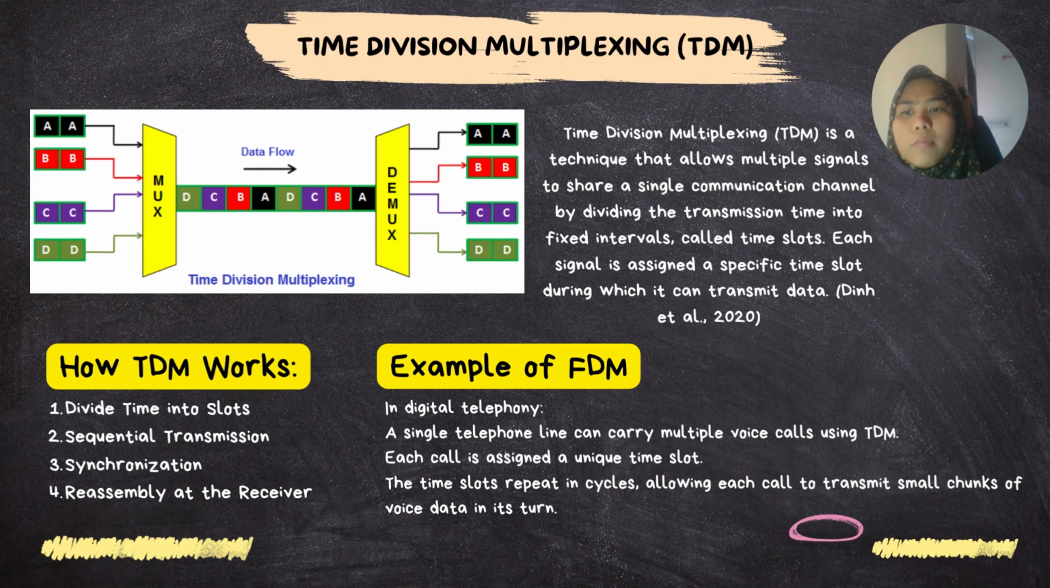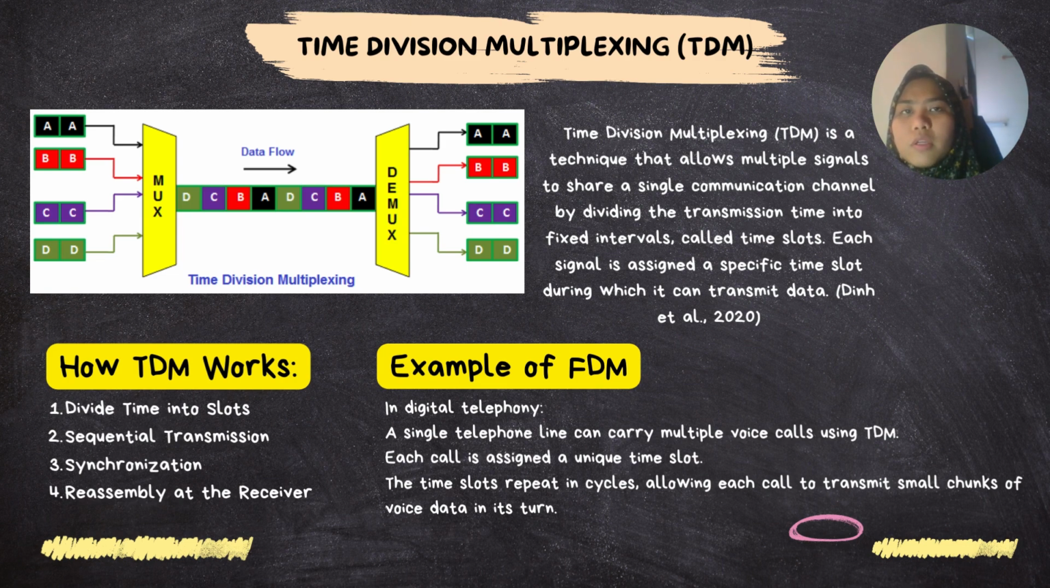And then the example for TDM is digital telephony. In digital phone systems, a single telephone line can carry multiple voice calls. Each call is assigned a unique time slot, and the time slots repeat in cycles. This allows each call to send a small chunk of voice data in its turn. Even though multiple calls are transmitted on the same line, each one gets its own time slot, ensuring clear communication.